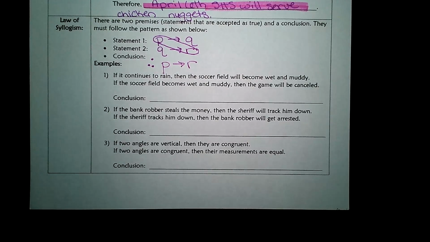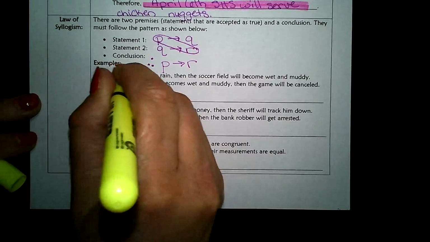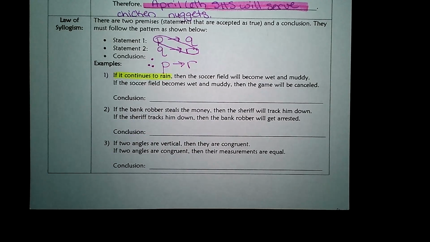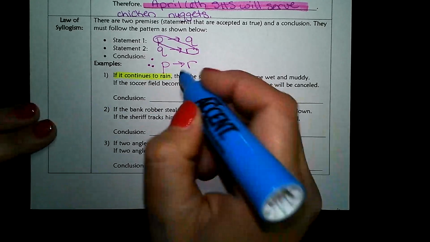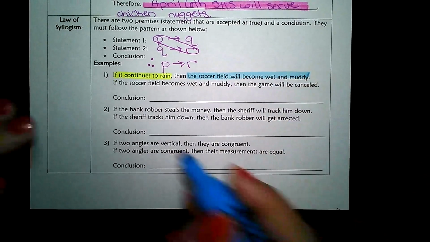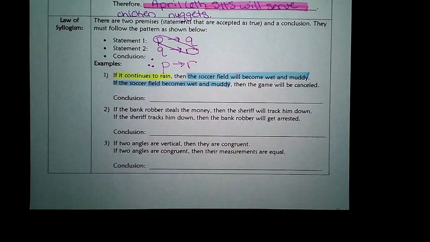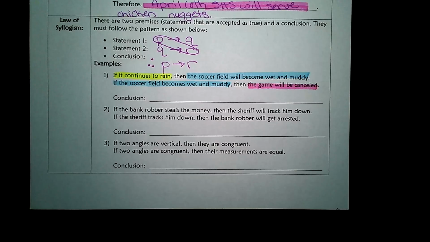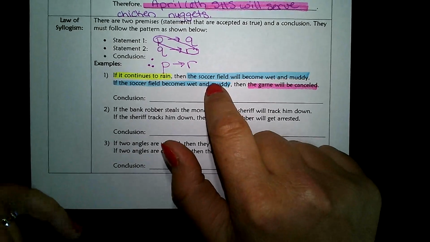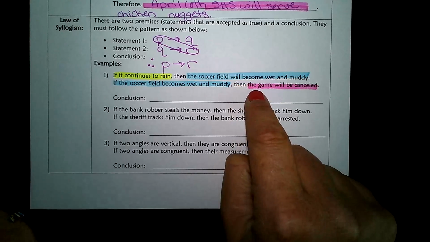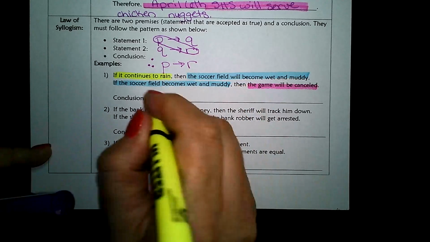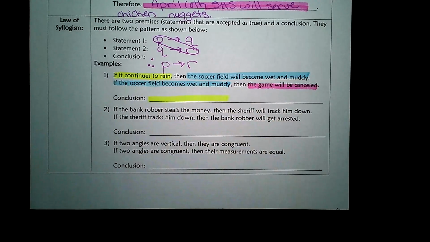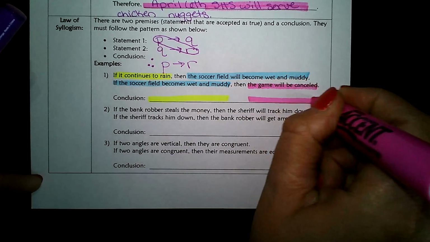Check this out. If it continues to rain, all right, so then that's my P statement about rain. If it continues to rain, then the soccer field will become wet and muddy. Well, if the soccer field becomes wet and muddy, then the game's going to be canceled. All right, so just use your logical reasoning here. If it keeps raining, the field is going to be muddy. If the field is too muddy, then the game's going to be canceled. So what can we link together? Because this Q statement has been doubled up, we can link the P statement to the last R statement. So we're going to have a hypothesis that matches statement number one and a conclusion that matches statement number two.